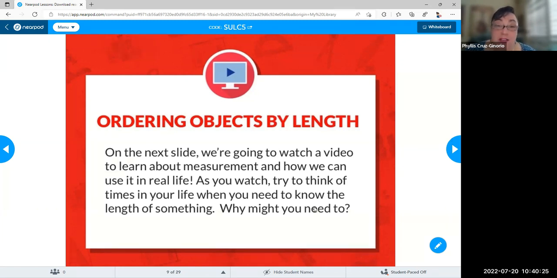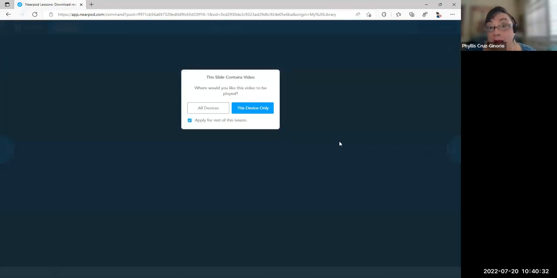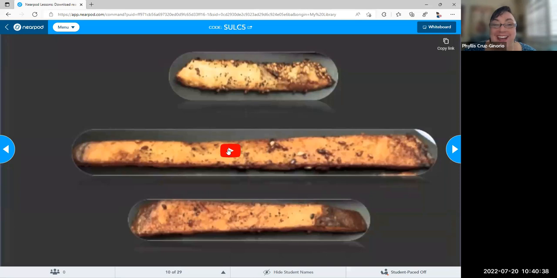So have you ever had to measure something? Do you ever have to know if something was longer or shorter? All right, I wonder why we would need to do that. Yeah, let's play our video. And I love this video. Watch and see how they compare length.